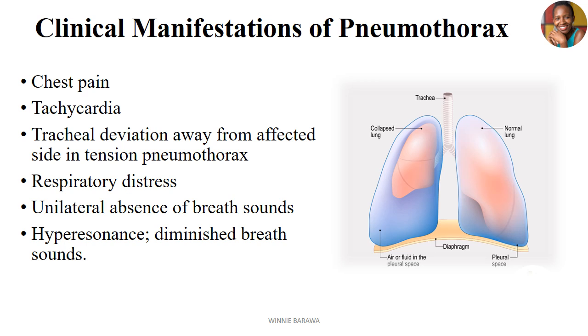The other sign is unilateral absence of breath sounds. When air comes into the pleural space, the lung will collapse, and during inspiration, air entry will not be present in the affected lung, and so the breath sounds will be absent. The other sign is hyperresonance, or another aspect of diminished breath sounds. If the lungs are affected, when you do percussion, there will be hyperresonance.